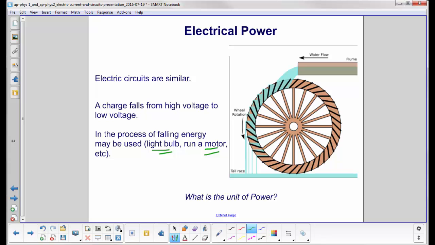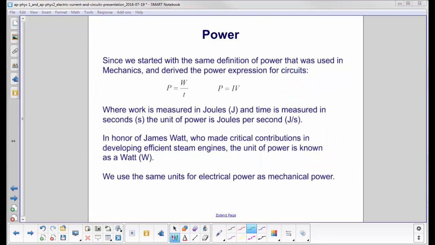Let's go back to power. And what is the unit of power? Since we started with the same definition of power that was used in mechanics and derived the power expression for circuits, here we have power is work per unit time. And we found out that power is current times voltage. Work is measured in joules. Time is measured in seconds. So the unit of power is joules per second. And in honor of James Watt, who made critical contributions in developing efficient steam engines, the unit of power is known as a watt. Basically, we're using the same units for electrical power as mechanical power.